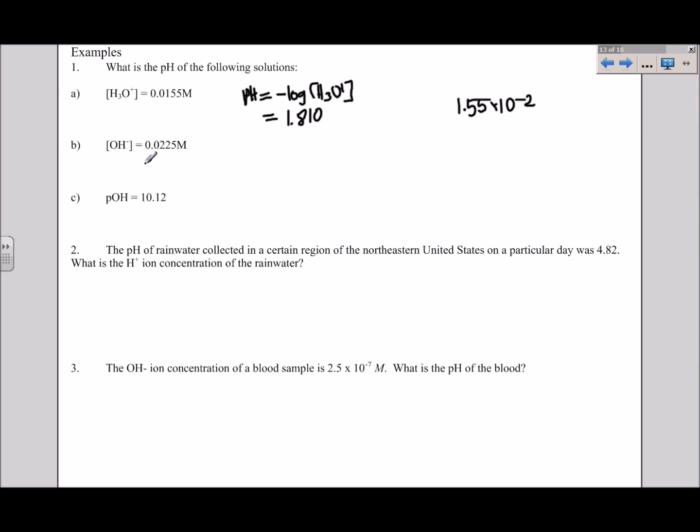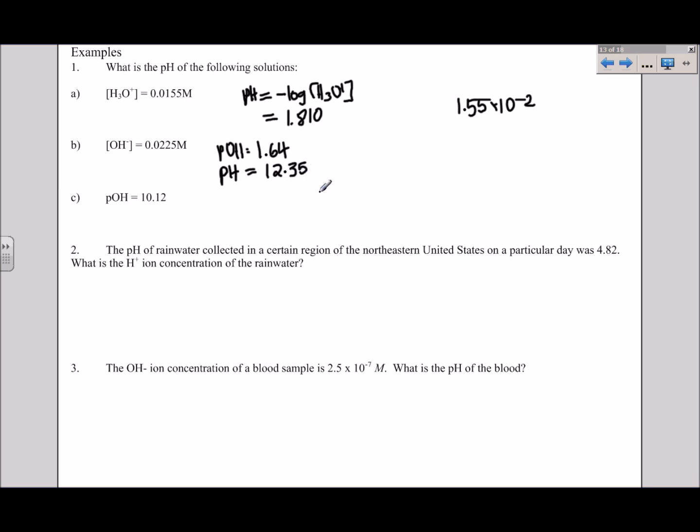In this next example, we have the concentration of the OH minus. So we can't find the pH directly, but we can find the pOH first. The pOH of this solution is 1.64. And to find the pH of the solution, we're going to take 14 and subtract the 1.64, and we're left with 12.35.